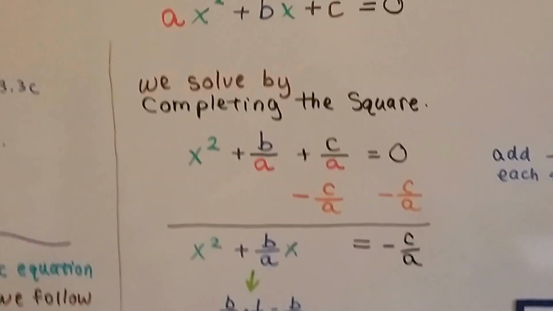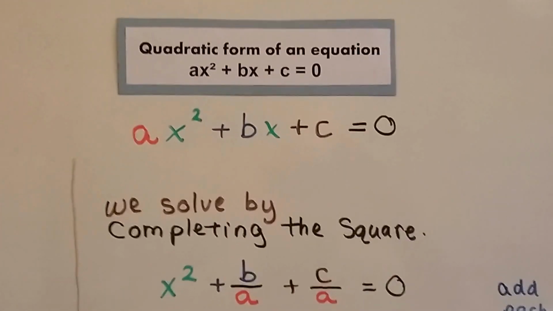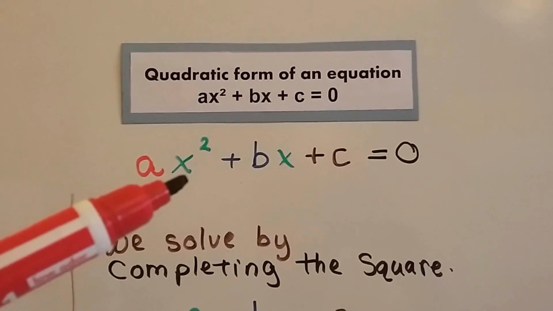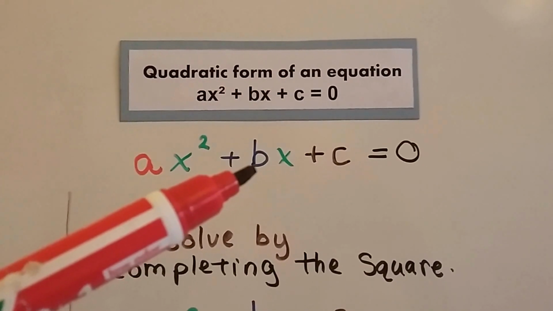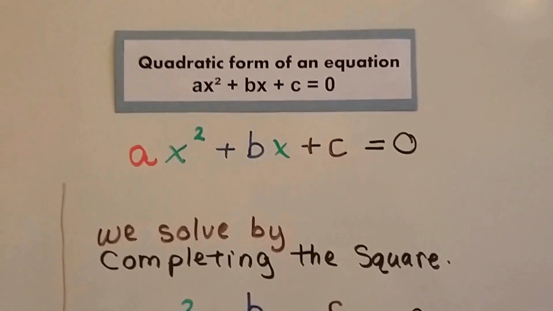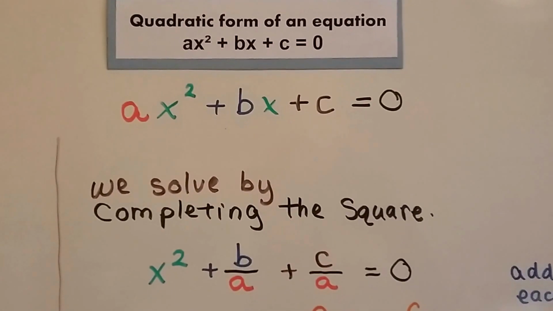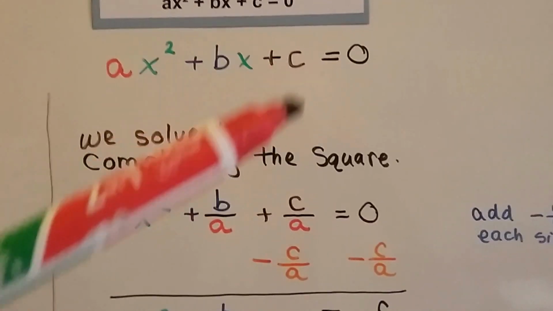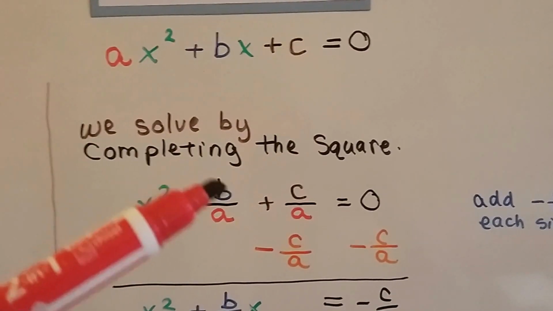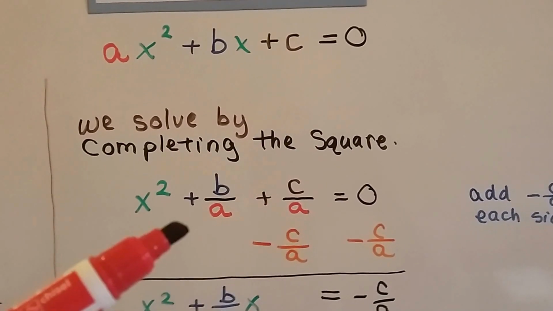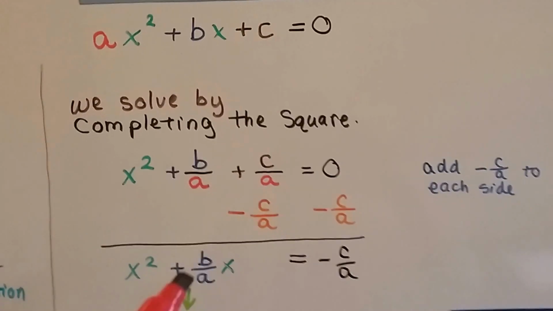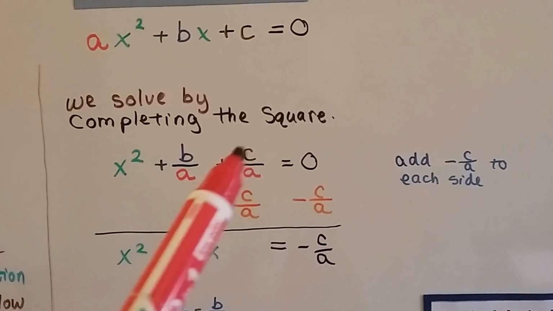So here we've got our quadratic formula of an equation, and I've got it color-coded. And you can see my a is red, my x is green, and my b is blue, and that's brown. I don't know if you can tell. And we solve by completing the square first. So just like I said, we're going to divide each term by a. So we're left with b over a and c over a as part of the equation, with our buddy the invisible 1 up here. And we need to get rid of this c over a.